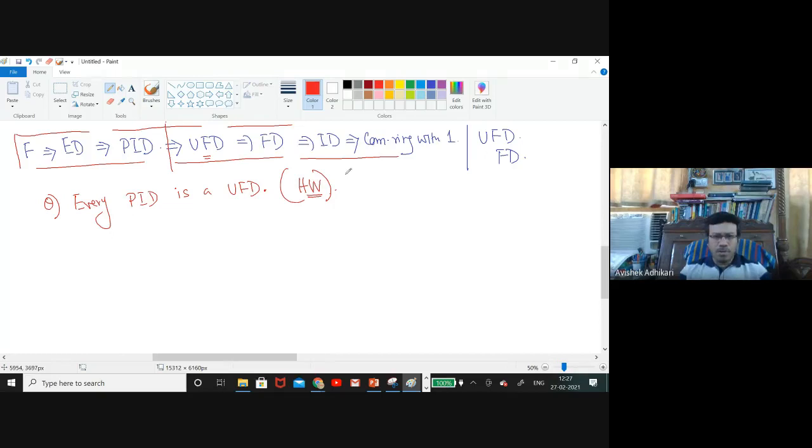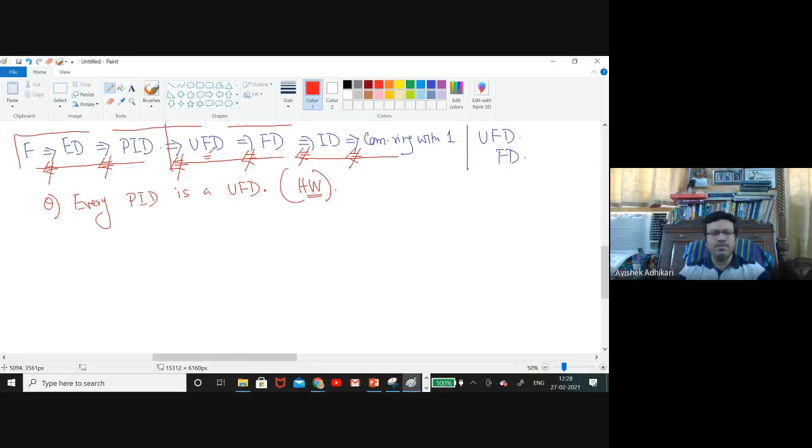But interestingly, all the converse parts are false. That means you can find a Euclidean domain which is not a field, and a PID which is not a Euclidean domain. All the other directions are false. Many of the examples are trivial, a few are really tricky, and a few are out of our scope. So I request you to Google the converses and the counterexamples. For interviews, these counterexamples are very important.